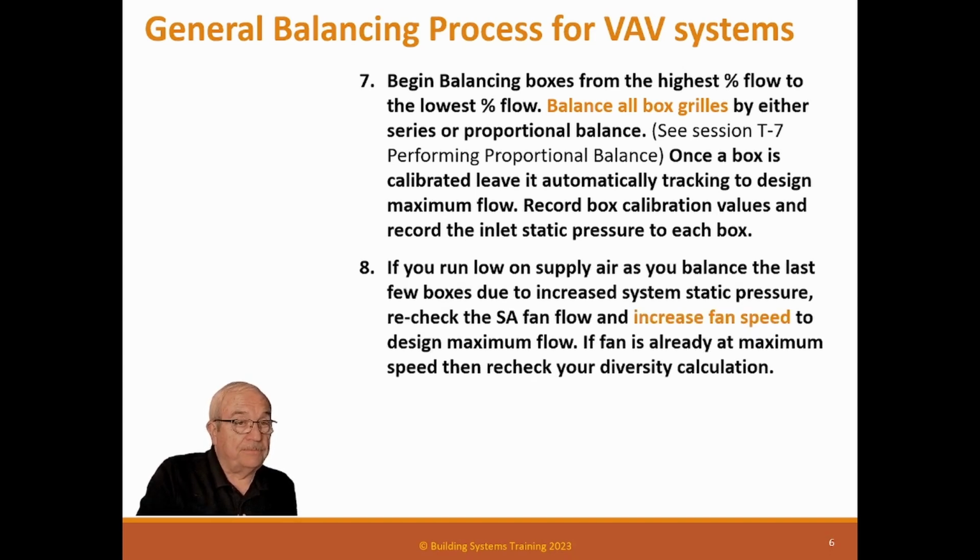If you run low on supply air as you balance the last few boxes due to increased system static pressure, recheck the supply air fan flow and increase the fan speed to design maximum flow. If the fan is already at maximum speed, then recheck your diversity calculation if it had diversity. If it didn't have diversity and you've run out of air, then there's a problem somewhere. You've got to figure it out, because if you've got the design air coming into the system, you should be able to get design air going out of the system minus duct leakage.